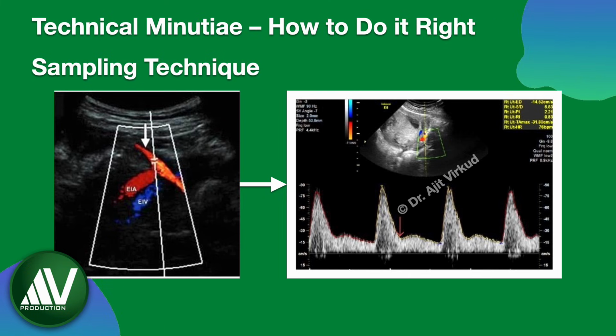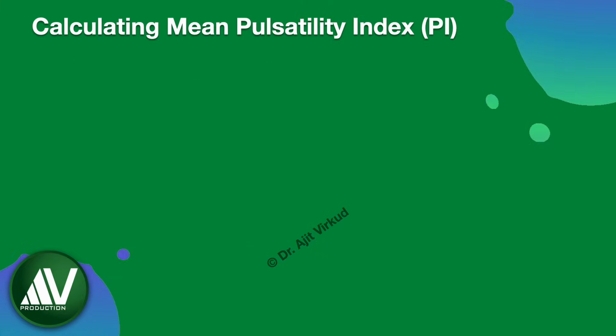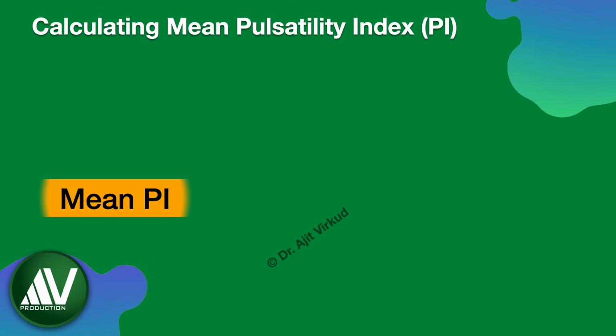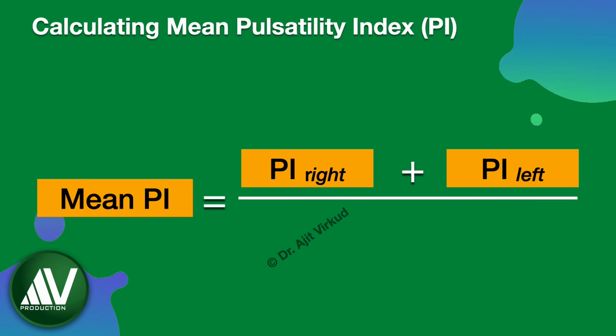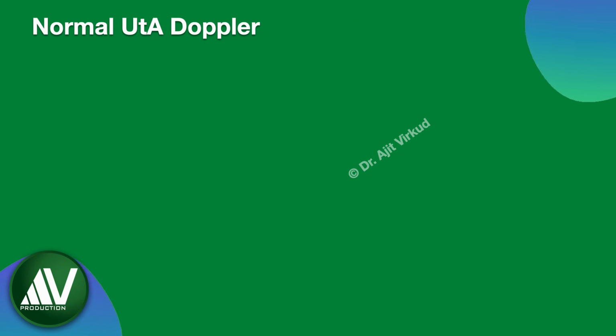Perform Doppler study on both right uterine artery and left uterine artery to obtain their average PI values. Measure the right and left Pulsatility Index and calculate the mean value using this simple formula. This mean value is used for risk prediction, MoM calculation, and clinical decision making. Let me show you some actual examples.